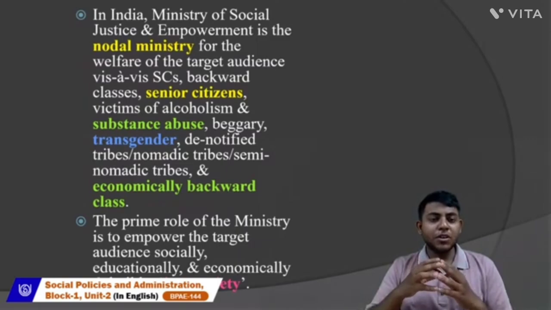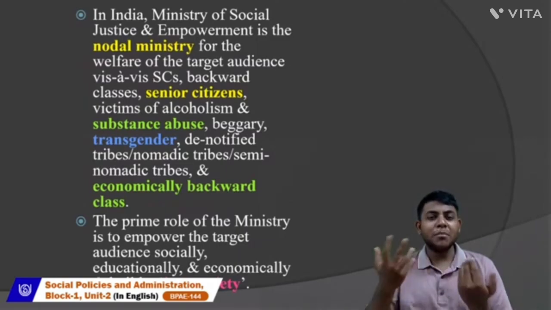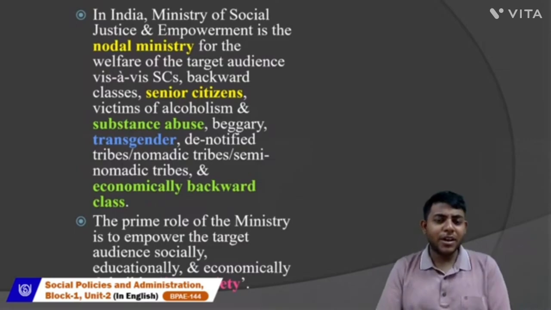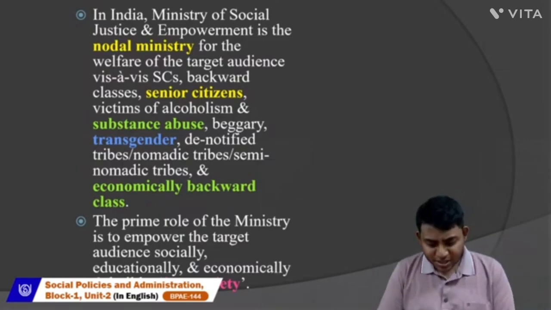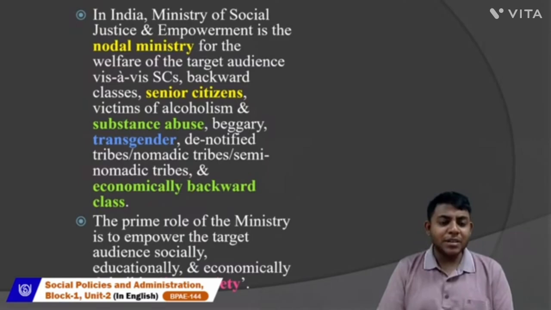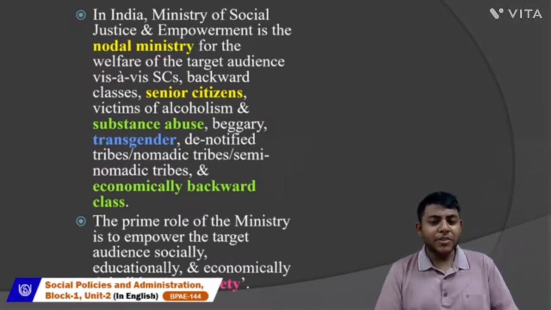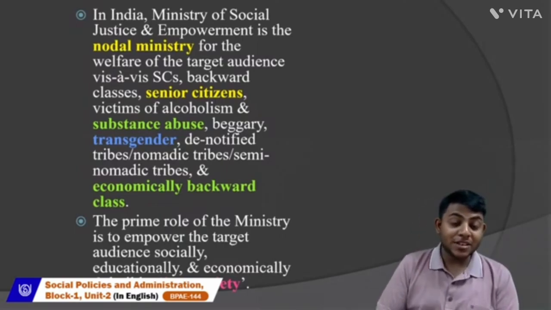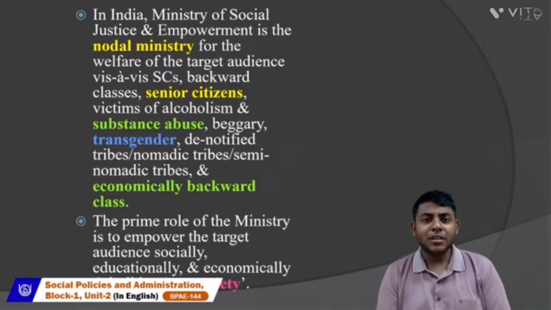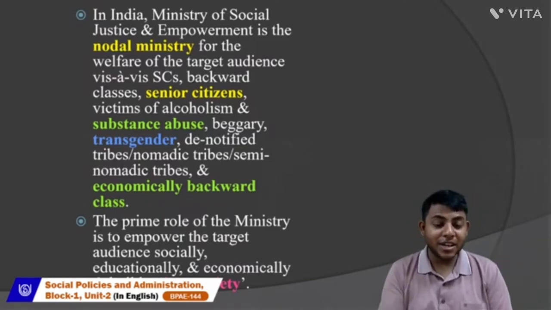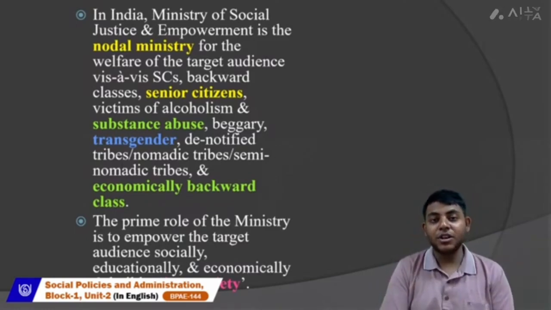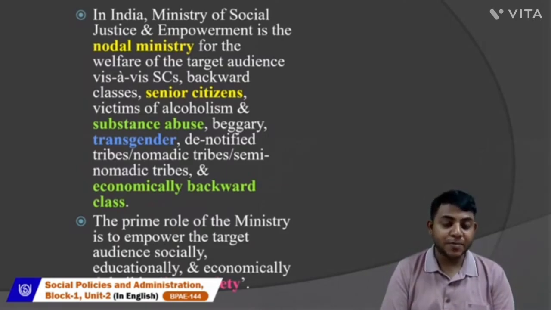So if we talk about India, the Ministry of Social Justice and Empowerment is the nodal ministry for the welfare of the target audience vis-a-vis the scheduled castes, the backward classes, the senior citizens, the victims of alcoholism, as well as the victims of substance abuse, the victims of beggary, as well as the transgender community who have been recognized as a third gender. Their rights have been given recognition by the judiciary when it gave its judgment in the Navtej Singh Johar versus Union of India case.